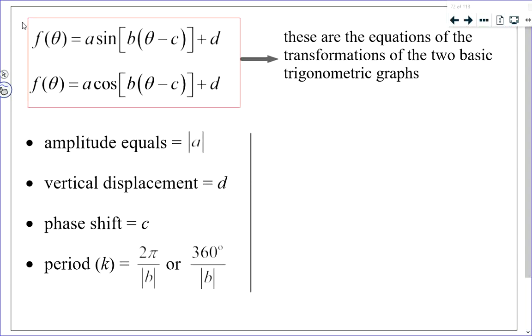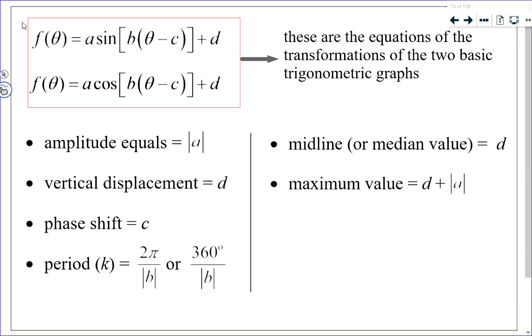The period is 2 pi over b. The period is given the symbol k, and k in this context is not the same as the k when we talk about translations. That's something different. If you want to work in degrees, it's 360 over b. D is also sometimes referred to as the median value of the function or the midline. It's where the middle of the function is.